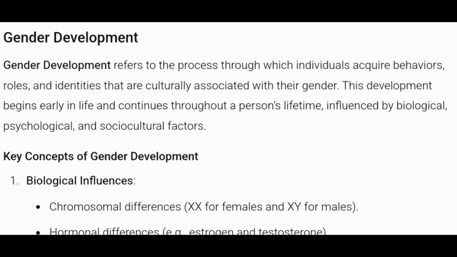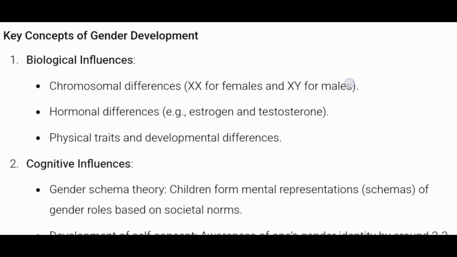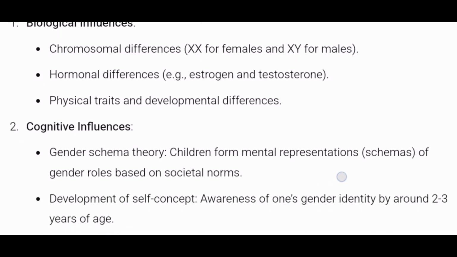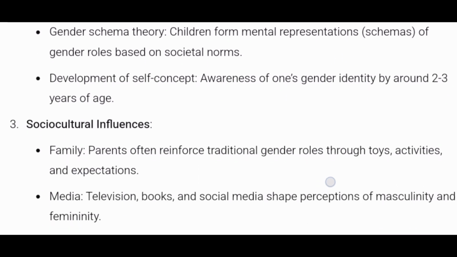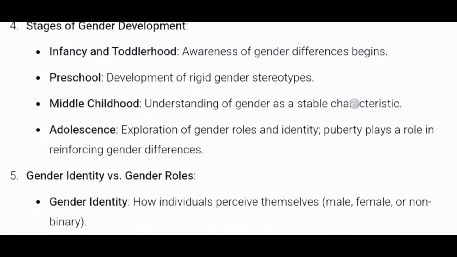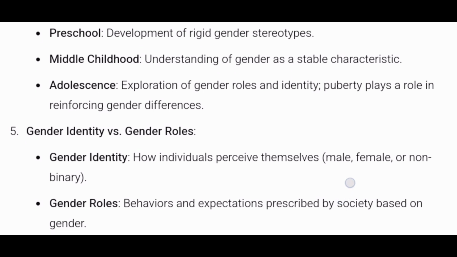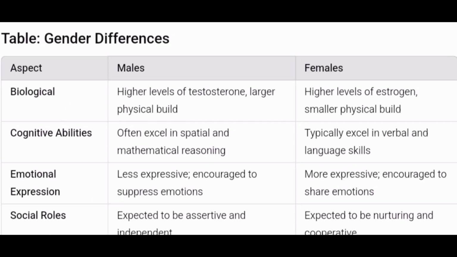Now, I would like to give you some extra notes. So, whatever you can see on the screen, you can write it down, right? So, gender development: we have key concepts of gender development, biological influences, cognitive influences, sociocultural influences, stages of gender development, infancy and toddlerhood, preschool, middle childhood, adolescence, and gender identity versus gender roles. All right. So these are certain notes which you can take down. This is a very important table.